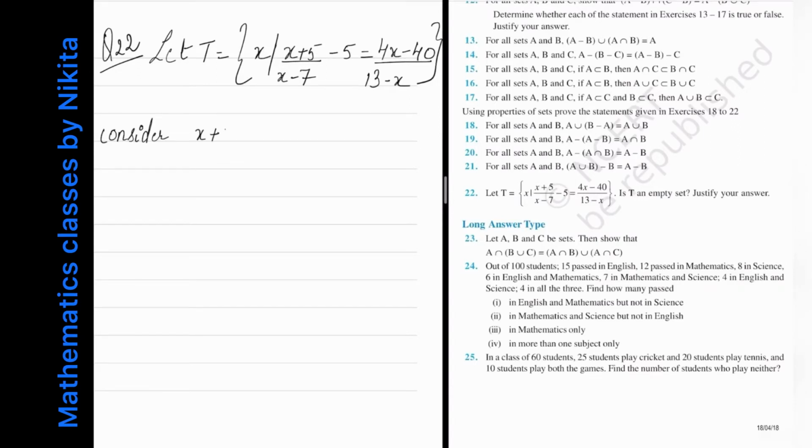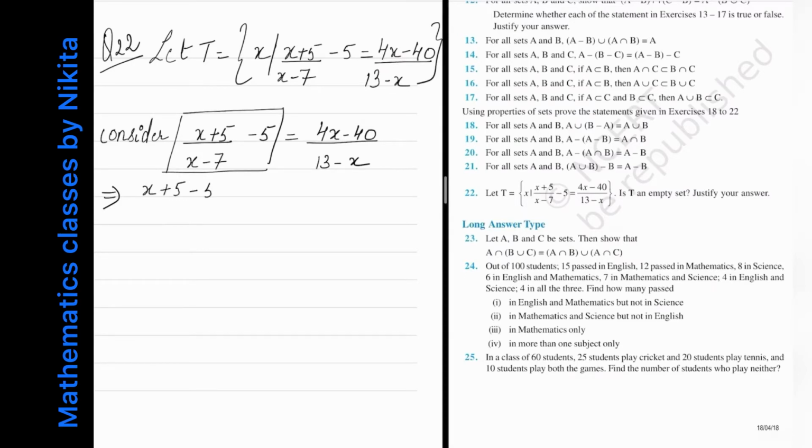So consider this: (x + 5)/(x − 7) − 5 is equal to (4x − 40)/(13 − x). First of all, take the LCM on the LHS. That means here you can take the LCM. So therefore what you will get: (x + 5 − 5(x − 7))/(x − 7) is equal to (4x − 40)/(13 − x).